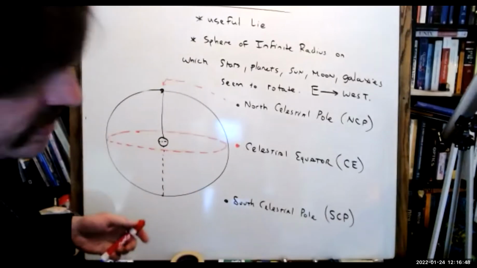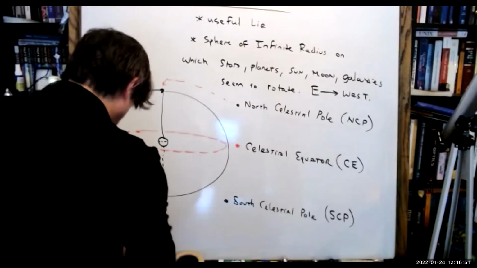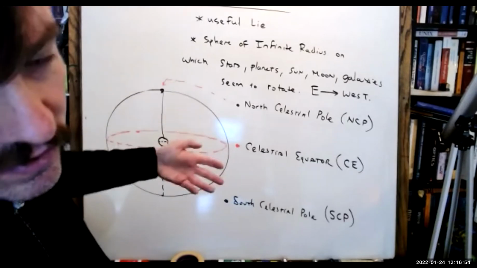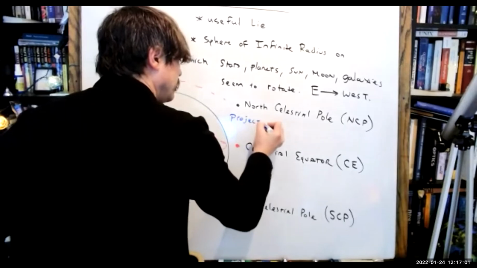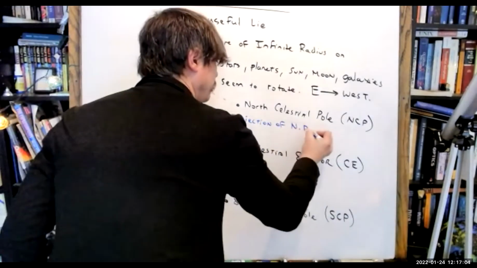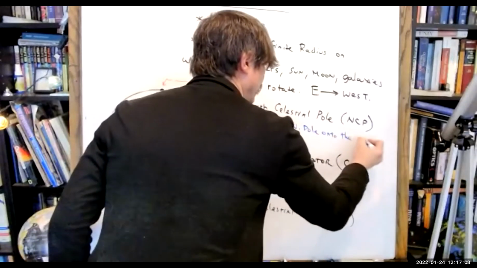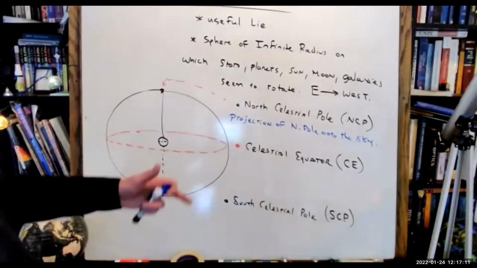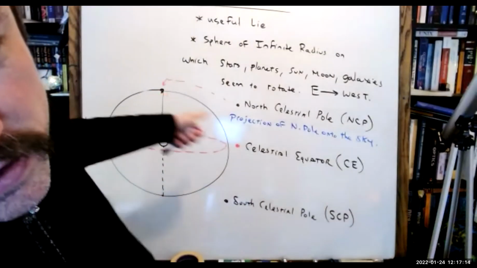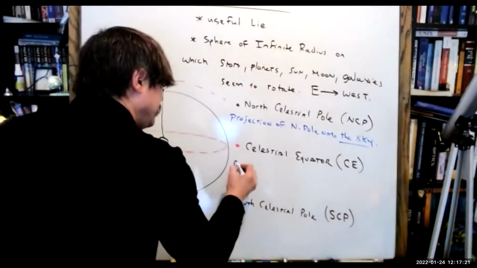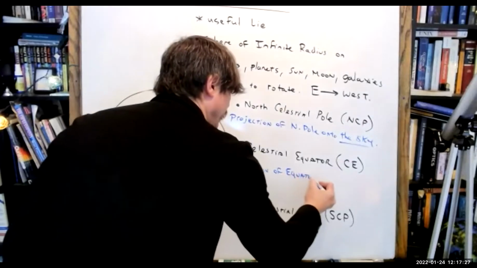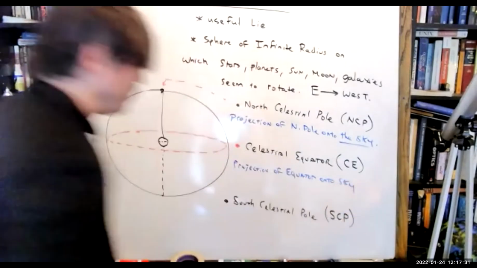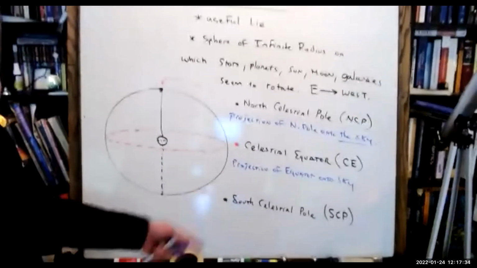So if I were to define the north celestial pole, I'd say something like the north celestial pole is the projection of Earth's north pole onto the sky. Projection of the north pole onto the sky. And I put it that way to remind you that not only is this a point in your mind in outer space, but it's a point on your local sky when you look out at night. The celestial equator is the projection of the equator onto the sky. And of course, the south celestial pole is the projection of the south pole.